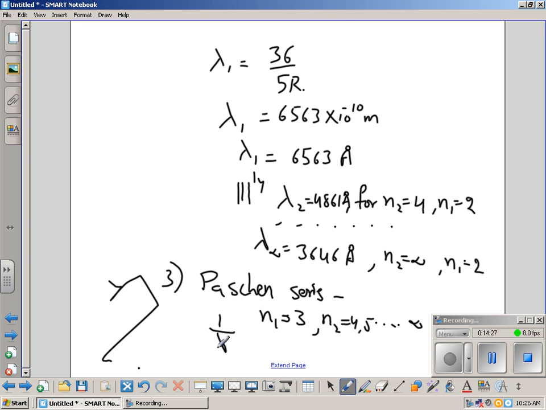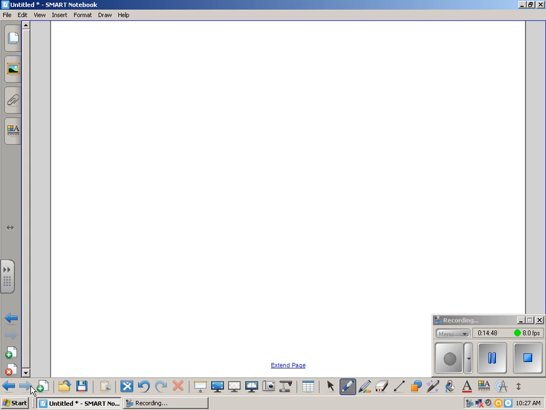The wavelength of the spectral line, or nu bar, can be calculated as R into (1/3² - 1/4²) for the first line. So lambda 1, the first line, has the value 18750 angstrom units. Similarly, you can calculate the others also.